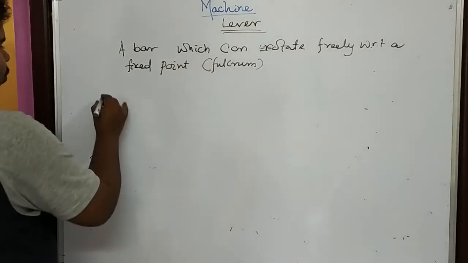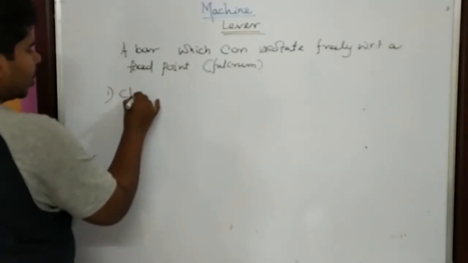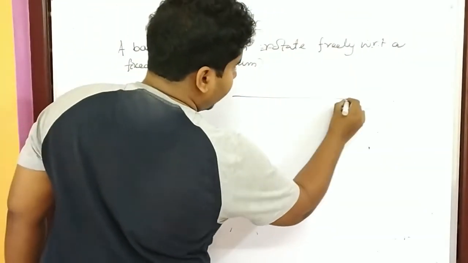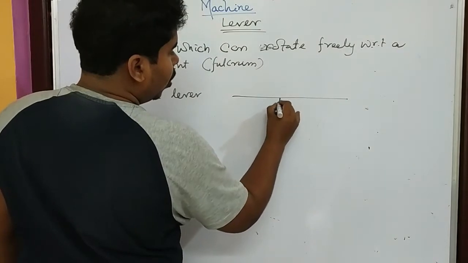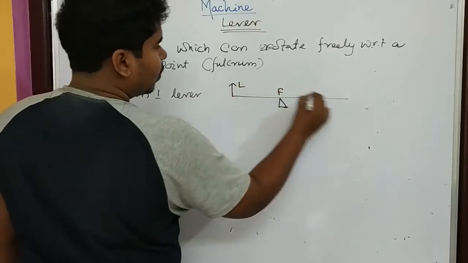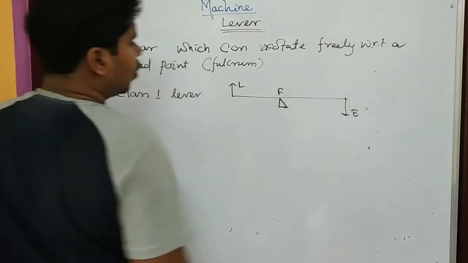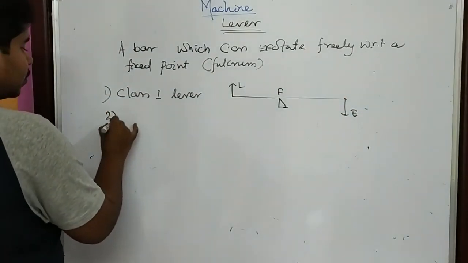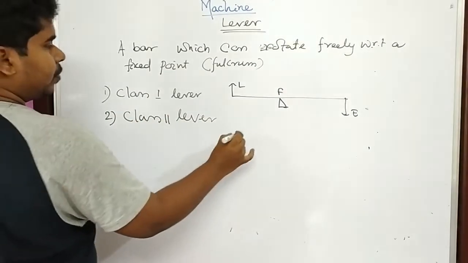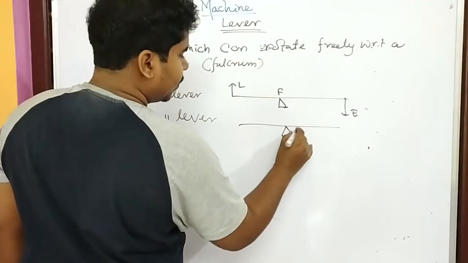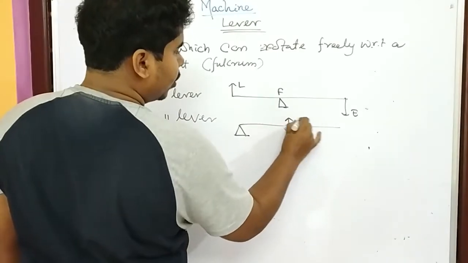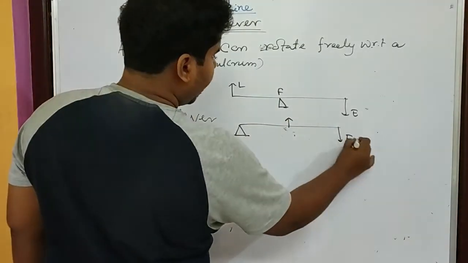First, number 1, that is class 1 lever, where the fulcrum is in between load and effort. This is the fulcrum, this is load, this is effort. Number 2 is class 2 lever, where the fulcrum is at one end, and here it is load, here it is effort.